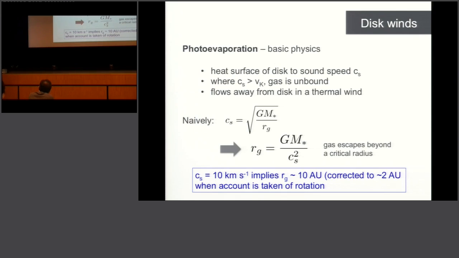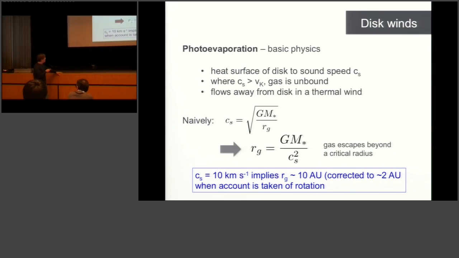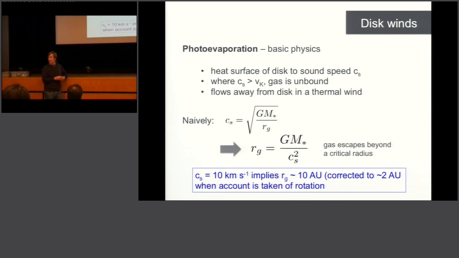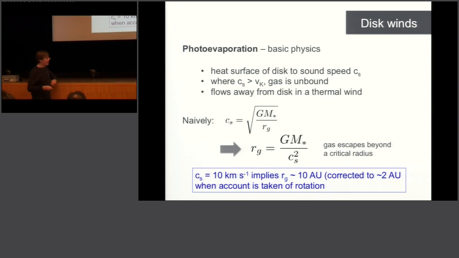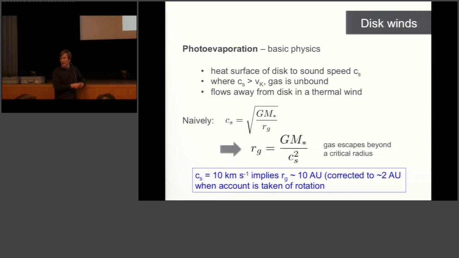So just very naively, if we set the sound speed equal to the Keplerian velocity at some radius r_g and solve for r_g, we get that r_g is just G M_star divided by the sound speed squared. So this will define a critical radius beyond which we would expect this gas to be unbound and potentially able to escape the star very freely. If the sound speed is high, if we manage to heat the gas to a really high temperature, then this radius will be close to the star. If the sound speed is lower, it will obviously be further away.